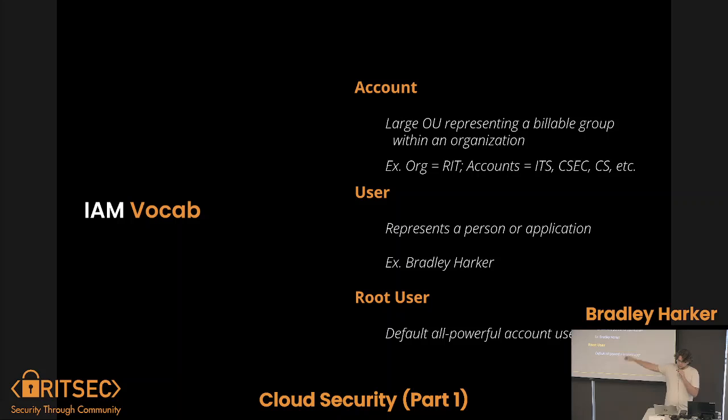So for example, if the organization was RIT, we would have accounts for ITS, the CSEC department, the CS department, etc. We can have IAM users, and these represent a person or application within an account. So for example, myself. And then we also always have a root user account. This is like the default user within an account that gives you every permission. This is the "we forgot the password to the admin account, now we need to go fix things" account. Usually you never use this.